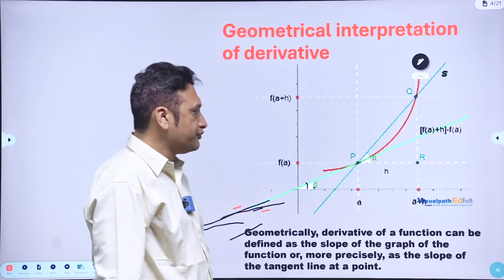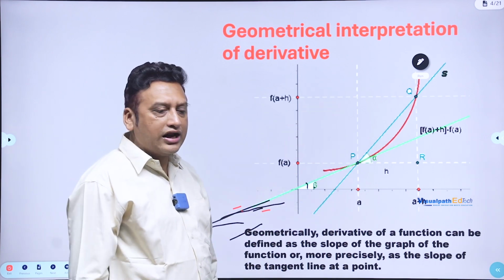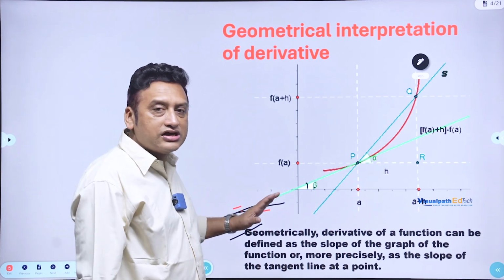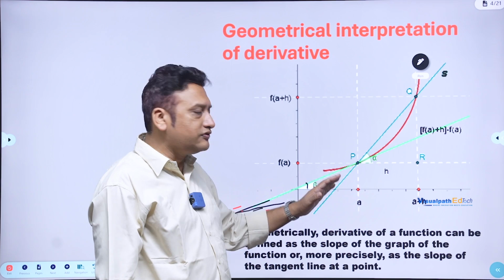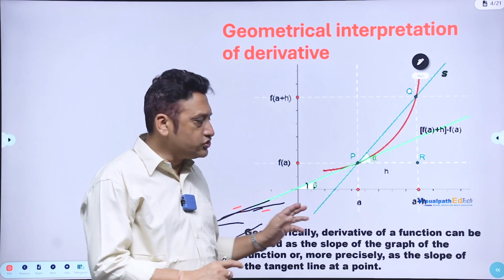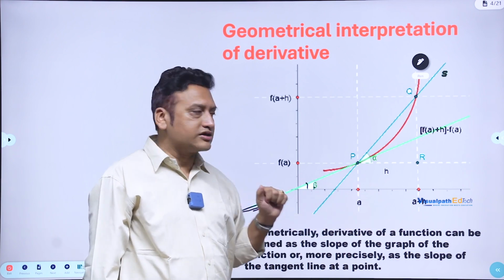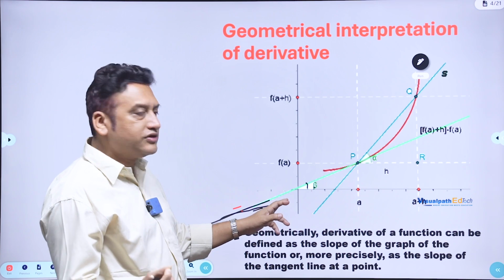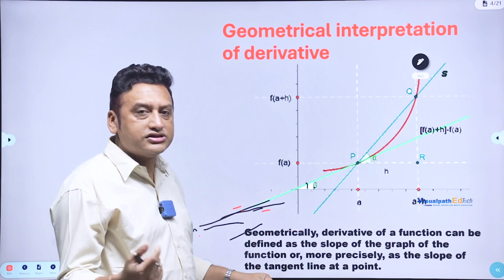Slope of a given straight line is the tangent of the angle made by the line with the positive direction of the x-axis. So if I have a curve and I'm asked to find the derivative at a particular point, then the first thing is I need to draw a tangent to the curve through the point and then find out what is the angle made by the tangent with the positive direction of x-axis, and the tan of the value of the angle. If the angle is theta, we say tan theta.